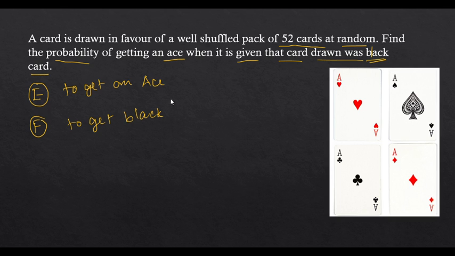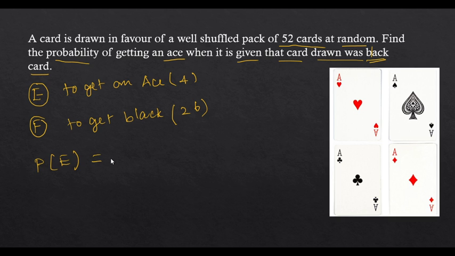You know very well how many aces there are in a well shuffled pack of 52 cards. There are 4 such aces. Similarly, what about the black cards? The black cards will be almost 50% of the full pack, that is 26. Now we need to calculate the probability of E first.